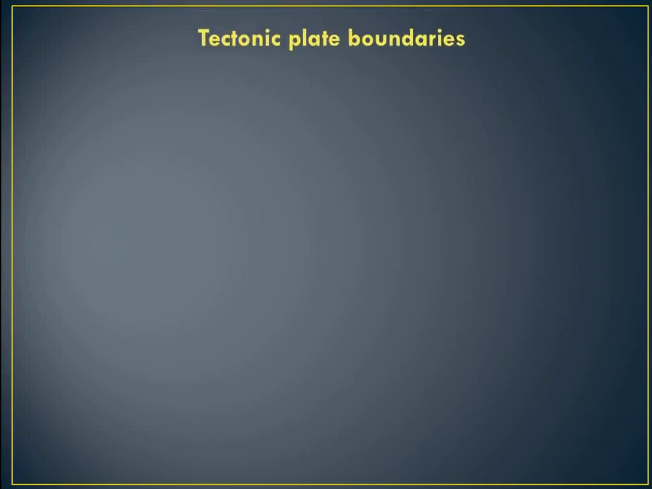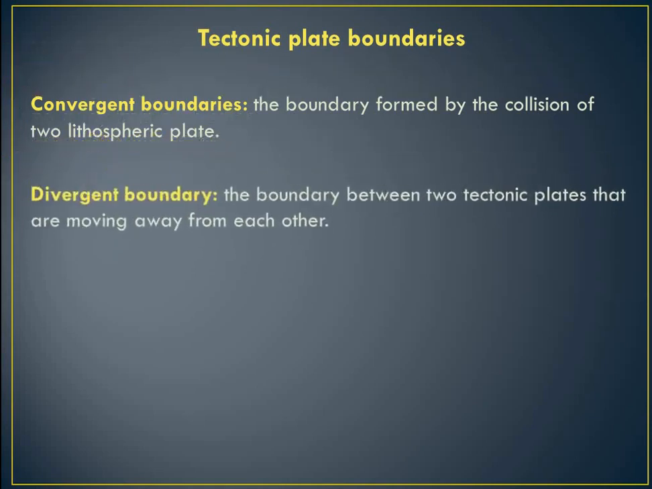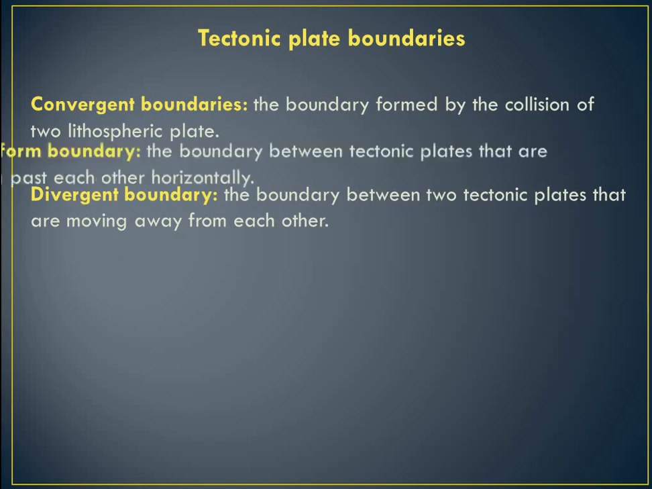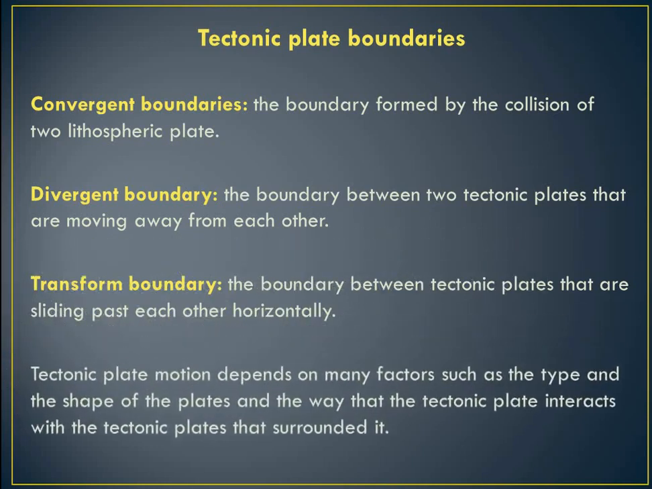Tectonic plate boundaries. Convergent boundaries, the boundary formed by the collision of two lithospheric plates. Divergent boundary, the boundary between two tectonic plates that are moving away from each other. Transform boundary, the boundary between tectonic plates that are sliding past each other horizontally. So we have 3 types of boundary. So these are the definitions of them.